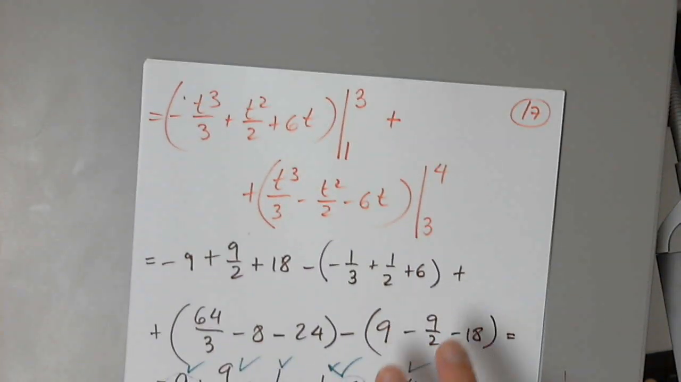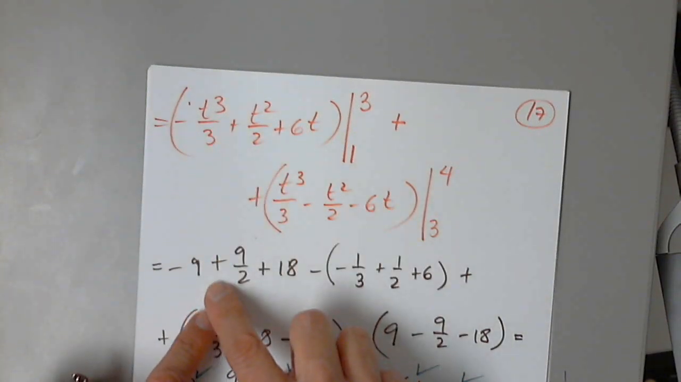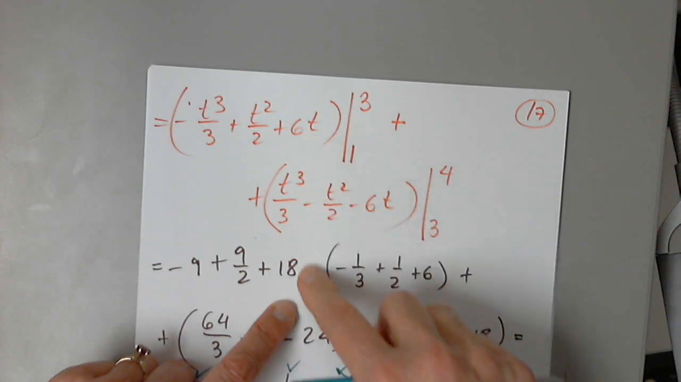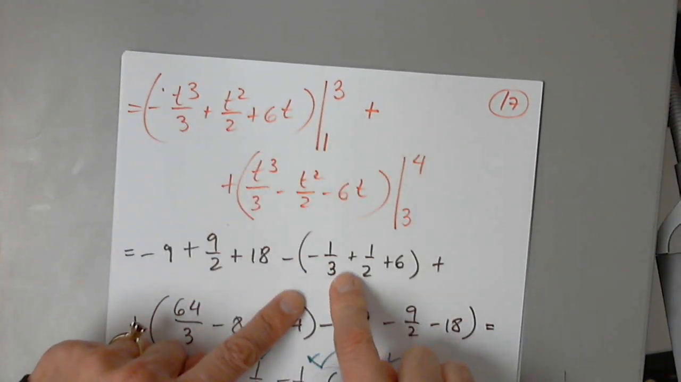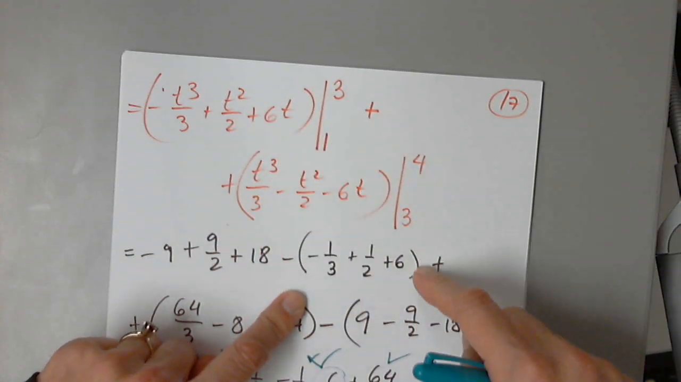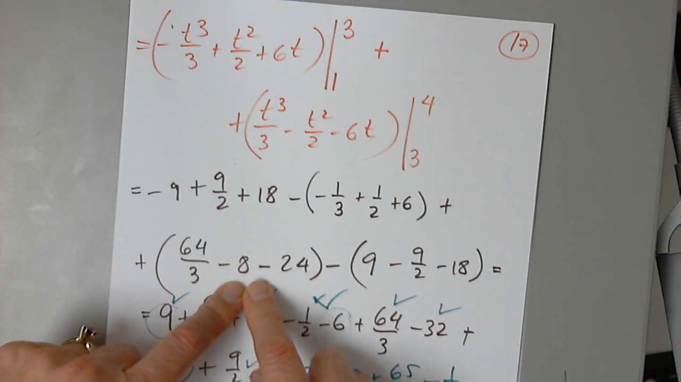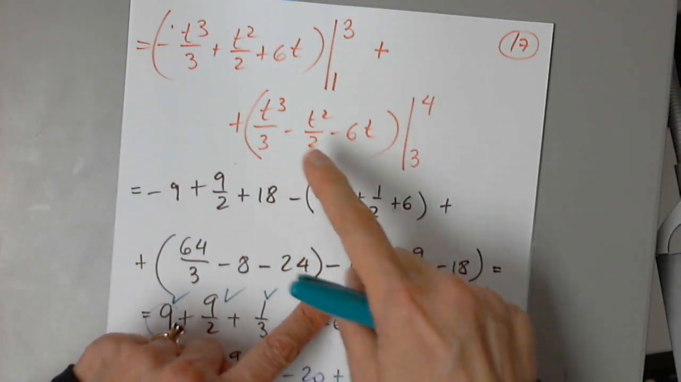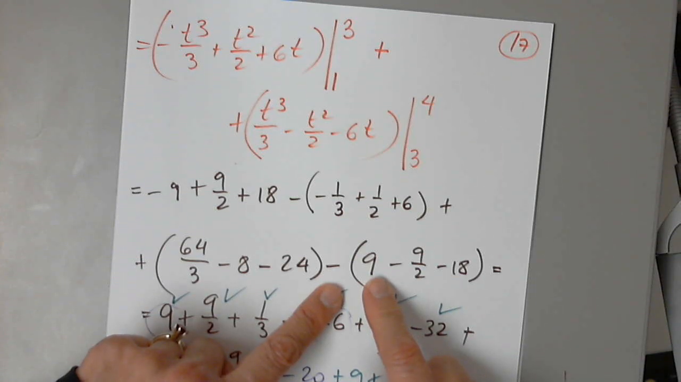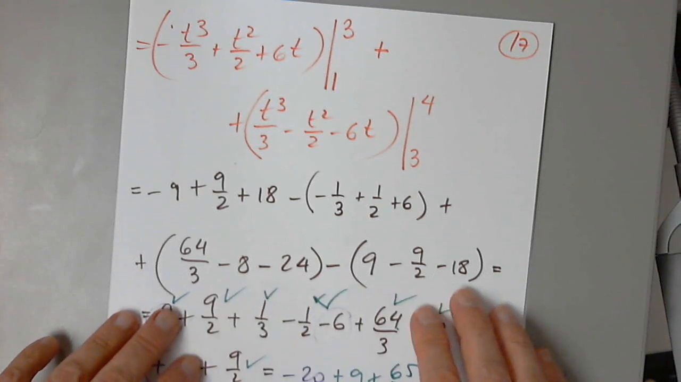Okay, that's fine. Now here, so this was a 27 over 3. That's 9, right? That's 9 halves. Now if I made an error, I go back to the beginning. So then minus, it is negative 1/3 and plus 1/2 and plus 6. That's okay. Now I plug in 4. I have 64 over 3, right? 16 divided by 2. This is negative 24. Then I plug in 27 divided by 3. And then minus 9 halves and minus 18. I'm okay so far, right?